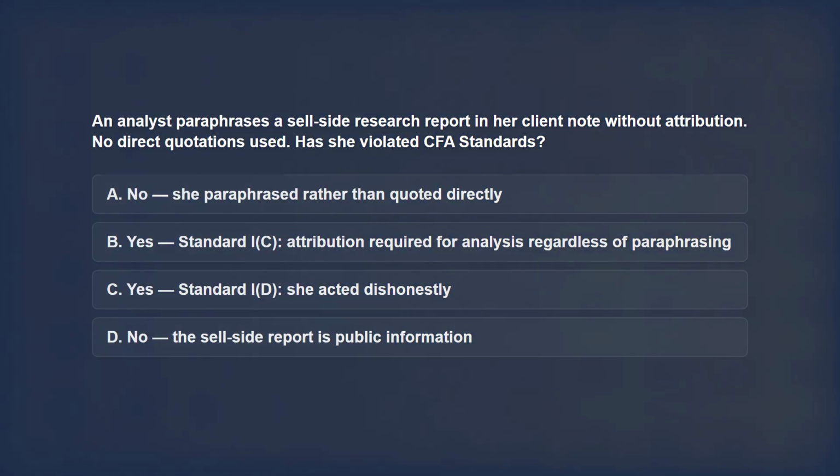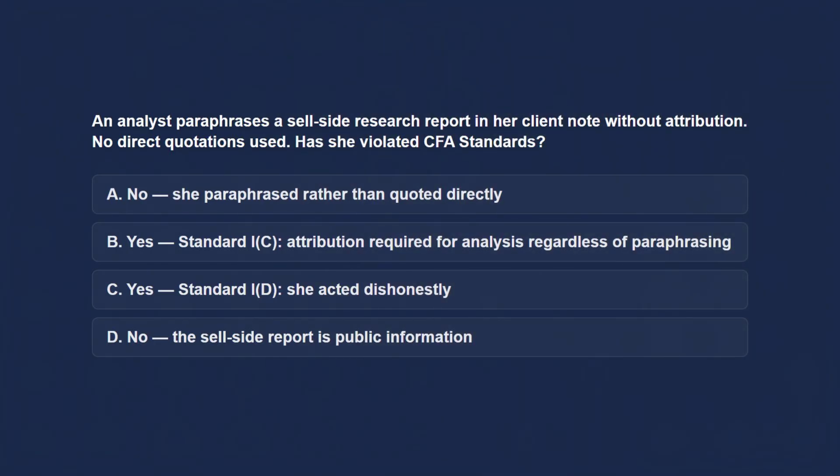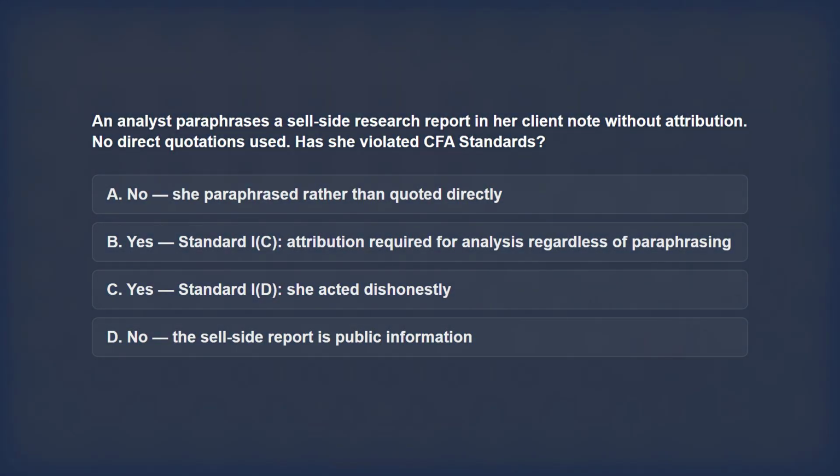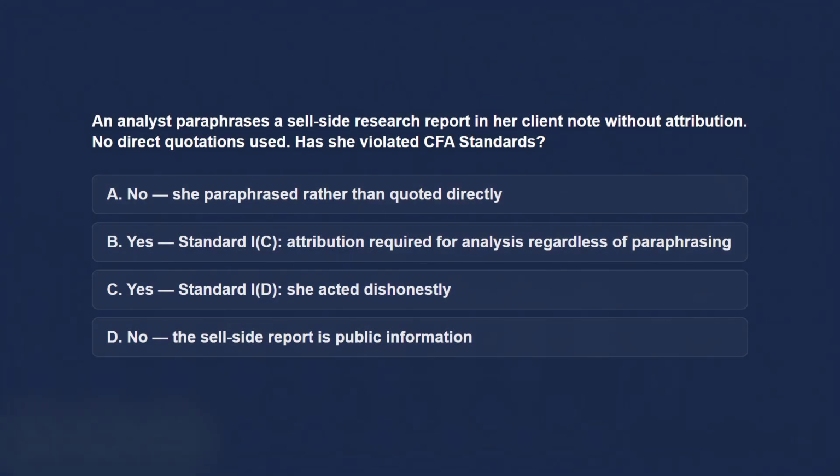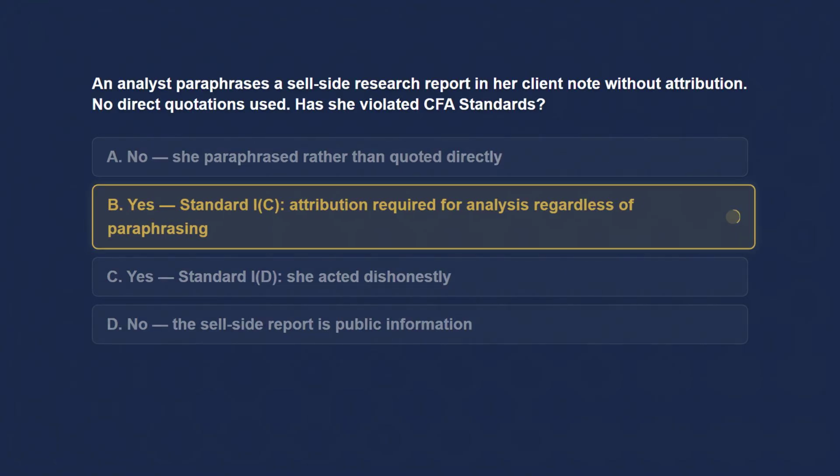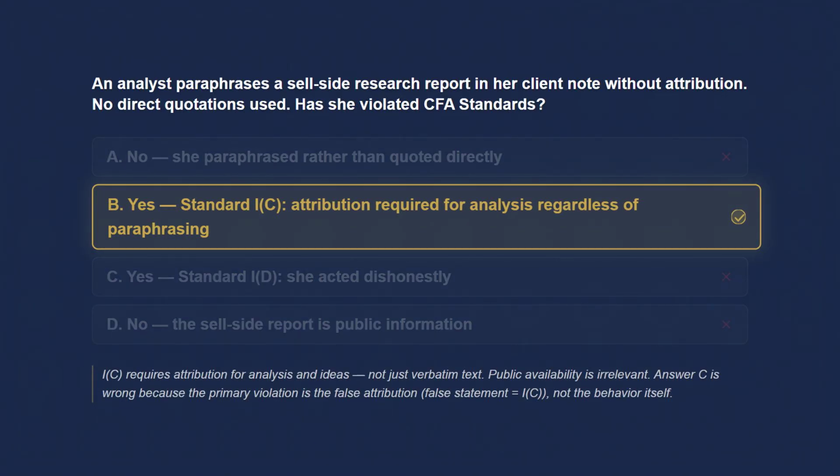A. No, she paraphrased rather than quoted directly. B. Yes, standard I(C), misrepresentation. Attribution is required for analysis regardless of whether it is quoted directly. C. Yes, standard I(D), misconduct. She acted dishonestly. D. No, the sell-side report is public information.